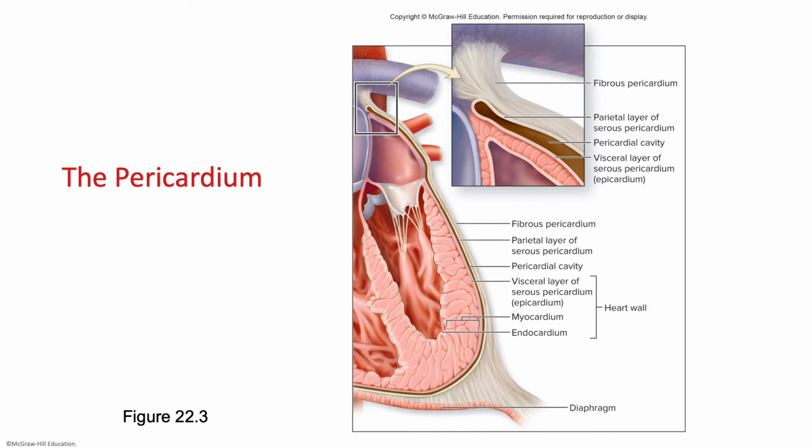And this is a look at those layers. If you can zoom in and see this picture here, the fibrous pericardium makes up the outermost layer, and then the parietal and visceral layers make up the serous pericardium with the pericardial cavity in between. The visceral layer of your serous pericardium is also what we call your epicardium, because then from there we have the myocardium, which is the thick muscular layer, and the endocardium, which is your internal surface of the heart chambers.